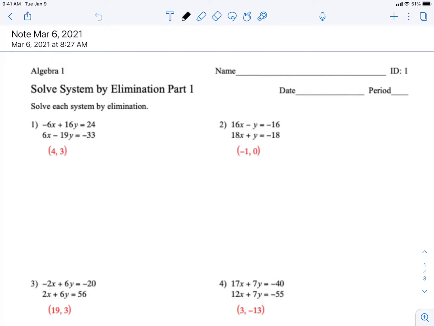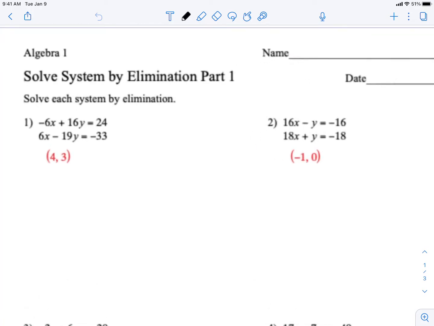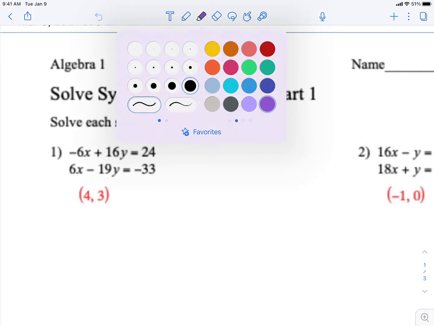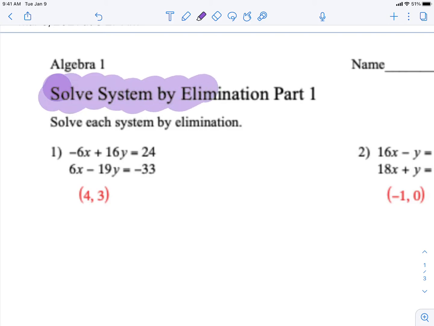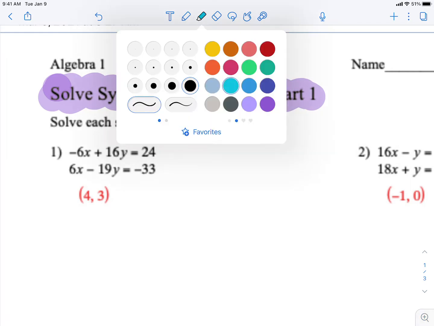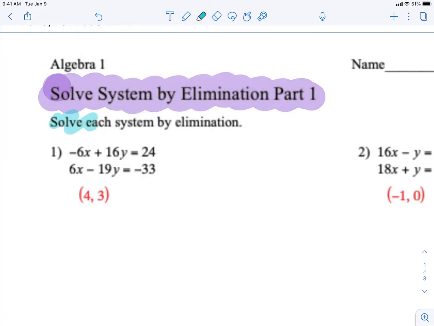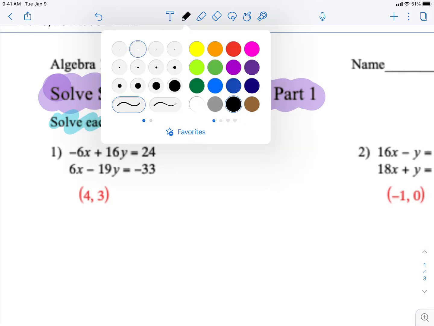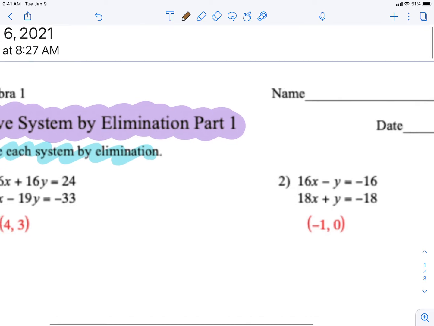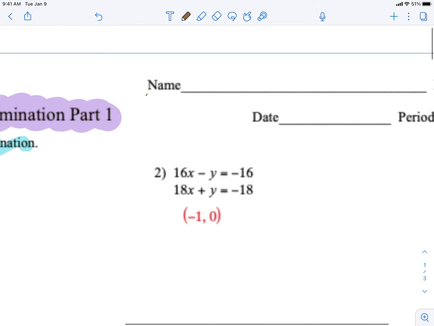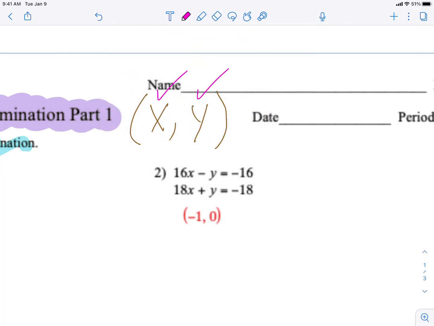Okay, everybody, hello. We are doing an assignment review here, so please make sure you have your paper and pencil out, ready to do this review. The name of the assignment is Solve System by Elimination Part 1. The instructions say we are to solve each system by elimination. As a reminder, every answer is going to be in x comma y form. So we need to find an x and we need to find a y on each one.